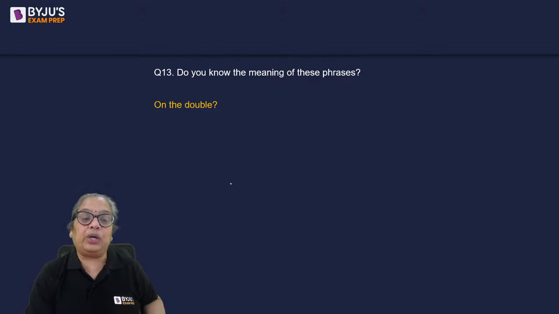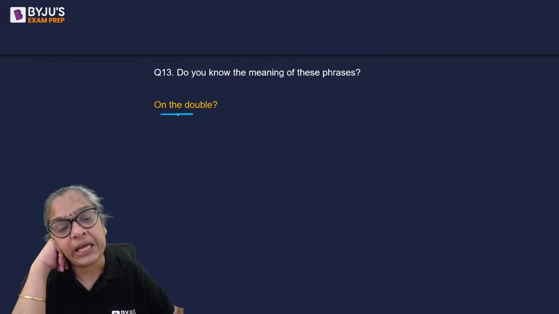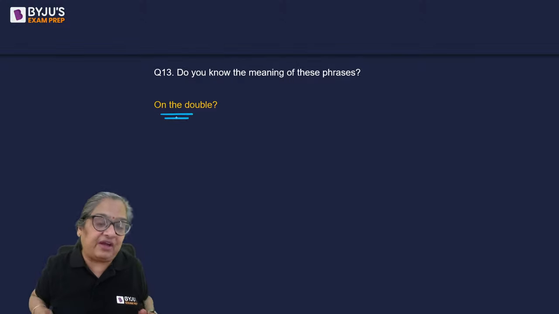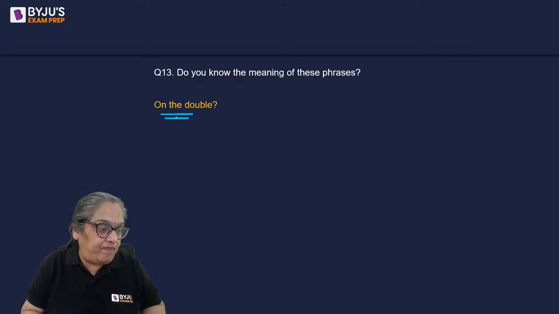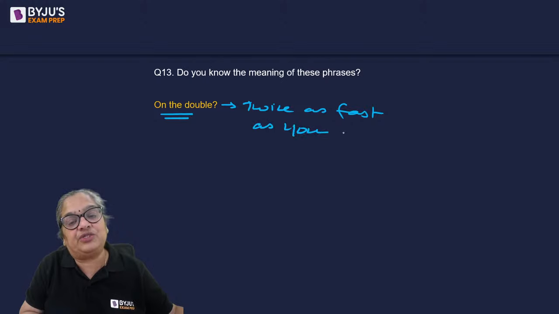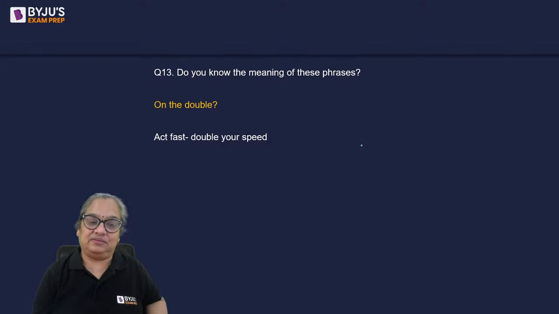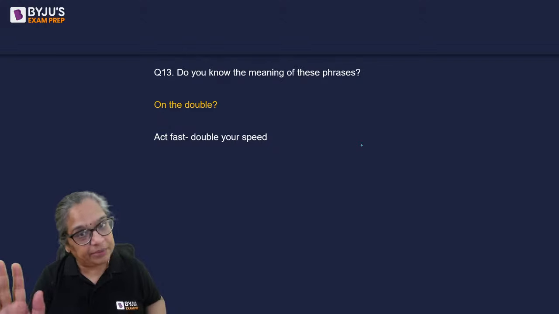On the double. This was earlier an expression used only in the military, and later it came to be used everywhere. Do something on the double. Twice as fast as you are doing now. So do something quickly. Act fast. Double your speed. Do this on the double. Jaldi jaldi karo. In RC, if you do things on the double, you make mistakes.